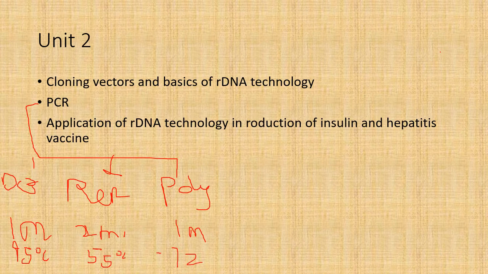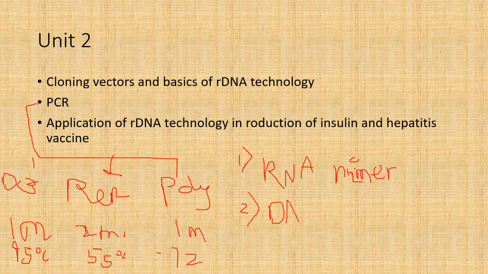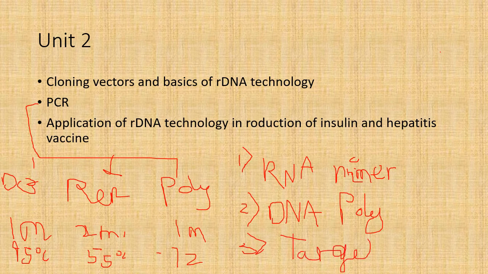You need to remember some terms used, that is the RNA primer. The primer is attached with the aid of RNA primase, which provides the 3' hydroxyl group for the complementary sequence. Next, you need to remember DNA polymerase. That is very, very vital, DNA polymerase. And you need to have a target cell. So this is the basic of PCR, that is in vitro amplification.